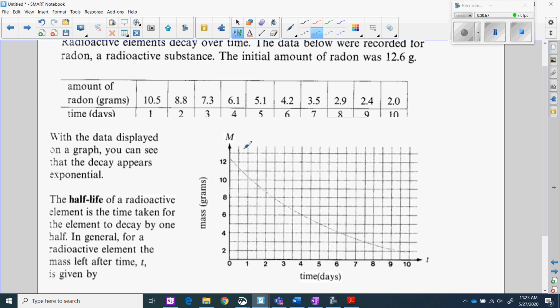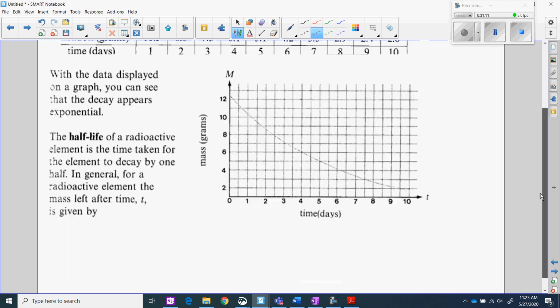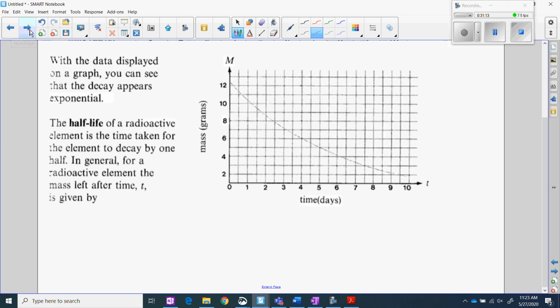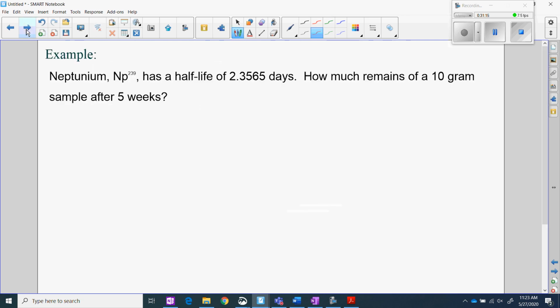So how do you know that? It's because it's how long it takes for a starting amount to decay to half of what you had to start with. Okay, so let's look at an example of a half-life question. Neptunium 239 has a half-life of 2.3565 days. How much remains of a 10-gram sample after 5 weeks?